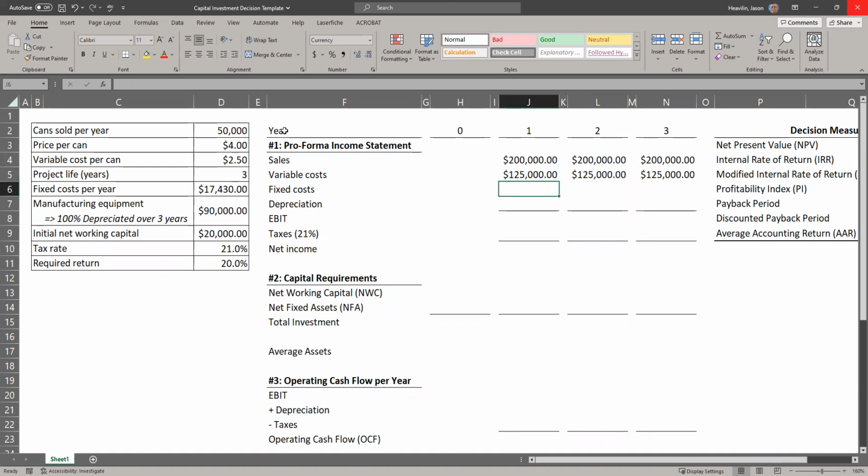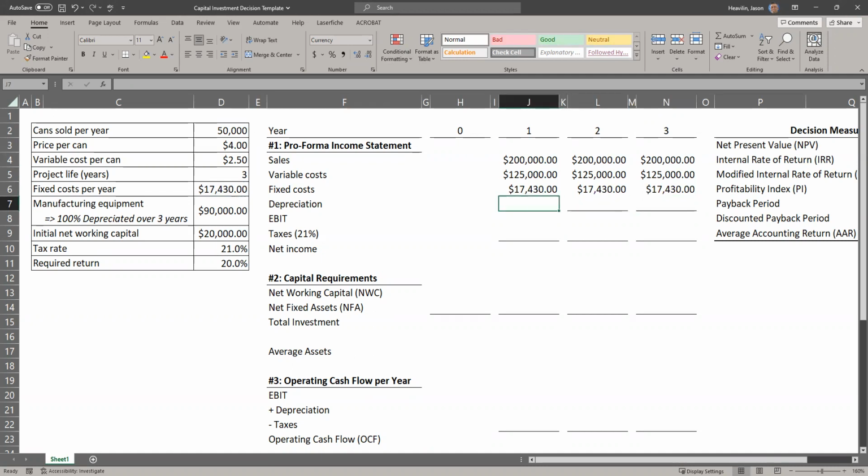Fixed cost. Well, fixed cost is very straightforward when you're doing total. We're not looking for fixed cost per unit. So it's just your total fixed cost there. Assuming that nothing changes over time and fixed costs stay the same, we will do the same there.